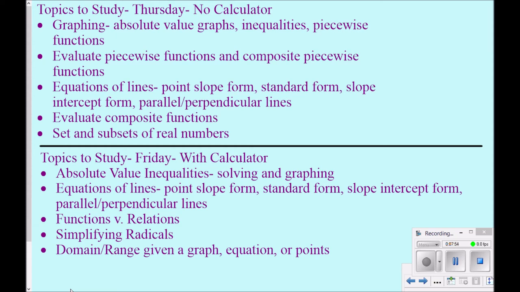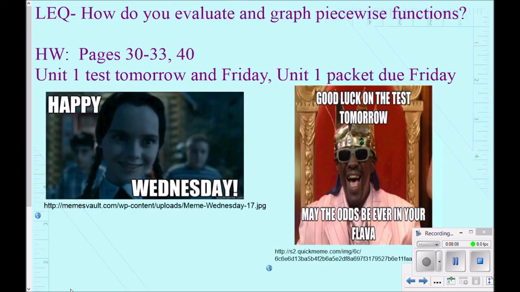If you have any questions, make sure you come see me Thursday or Friday during resource period. After that, in class today, we just worked on these problems. So do those for tomorrow to get yourself ready for the test. And as I said, the test is tomorrow and Friday. Don't forget, I will be collecting your packet on Friday and checking for completion of all the problems that I've assigned.